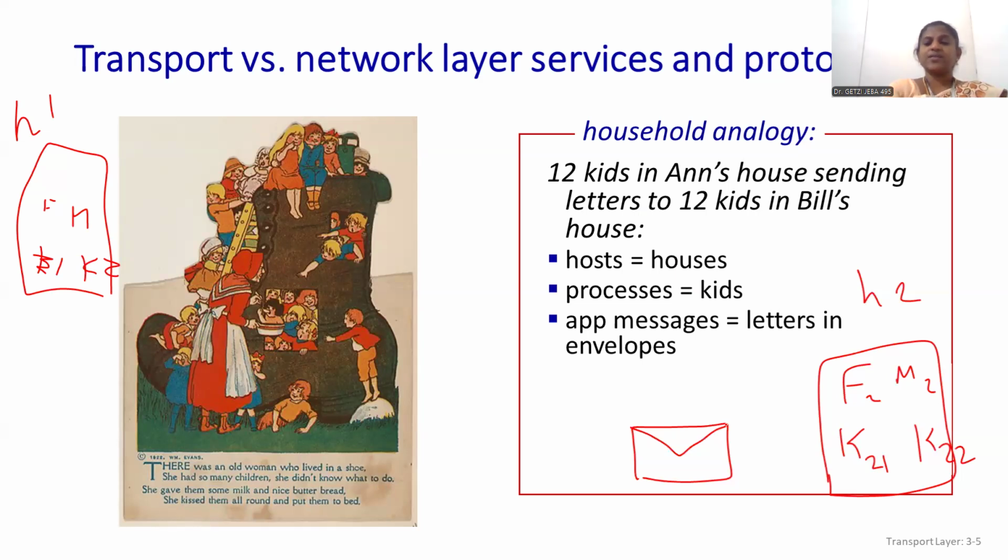What is the first thing you write on the envelope cover? The sender writes the name of the receiver, say K1, and he belongs to a street name, a door number, and he belongs to house 1. This is the very important structure of a to address. He will write the kid's name and then the house name. The kid's name can be thought of as a port number.